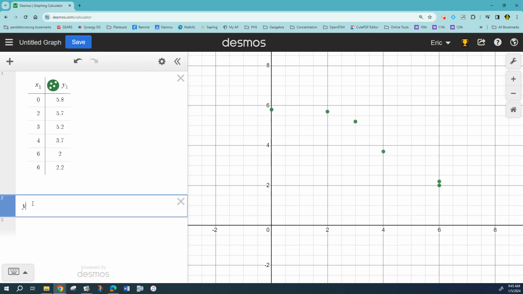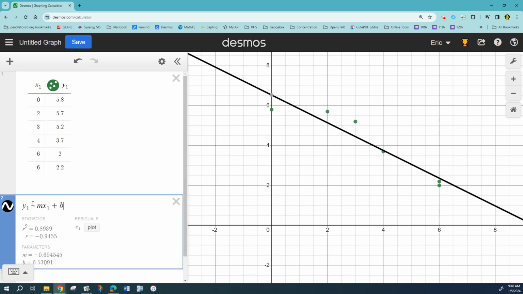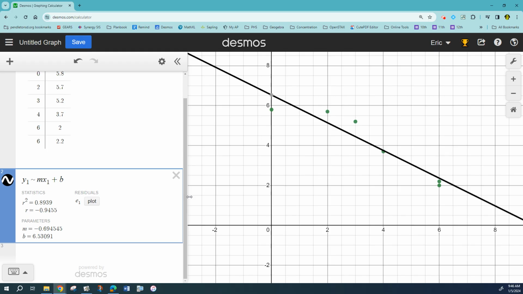Okay, so I do y1 tilde, right? That tells me that's Desmos's way of building a regression model. y1 tilde m x1 plus b. Okay. No, you just got to know how to do it. You got to know how to use technology.